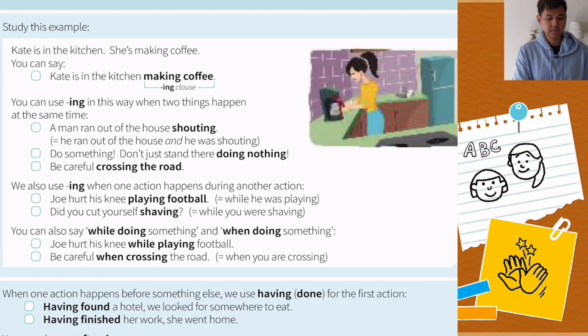Study this example. Kate is in the kitchen, she's making coffee. So Kate is in the kitchen and then she's making coffee. You can say, Kate is in the kitchen making coffee. You see, making coffee is an ing clause to explain that Kate is in the kitchen and also she is making coffee.